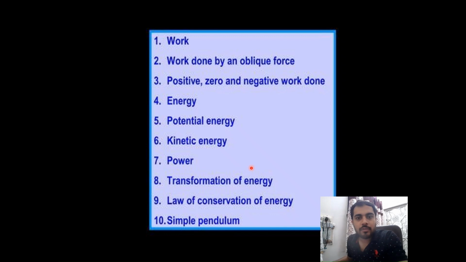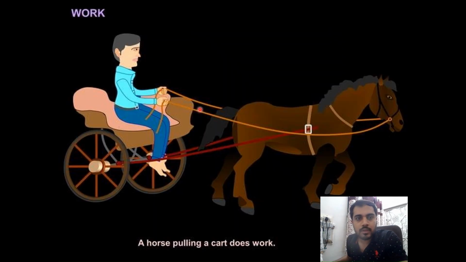So this is the agenda of today's presentation. We are mainly focusing on learning work and energy in this presentation. So first of all, let's see the real life examples of work.